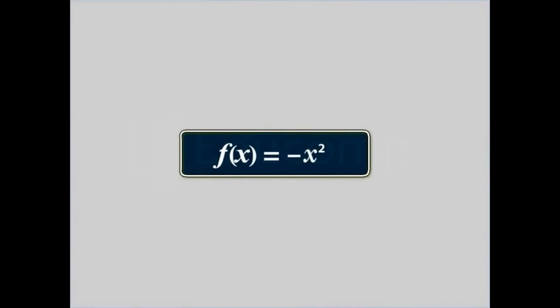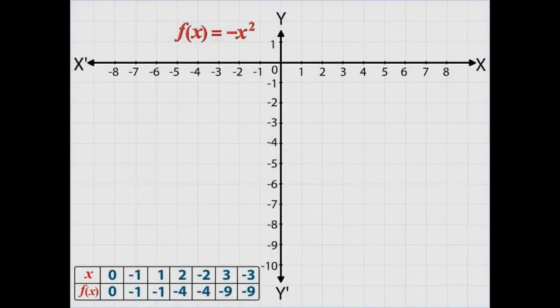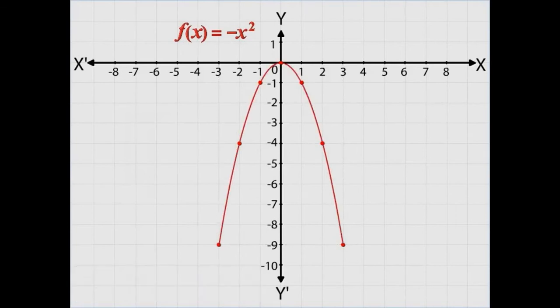Now look at this function. It has the same even degree but leading coefficient minus 1. Now if we draw a graph for f of x equals minus x squared, we get this graph. This graph shows that as x increases, y decreases, and as x decreases, y decreases. So, f of x is negative for all values of x.